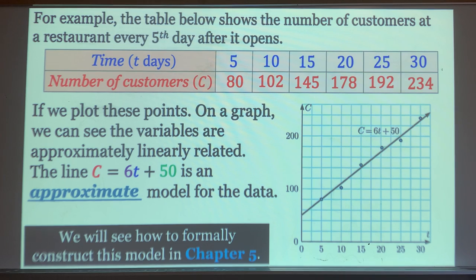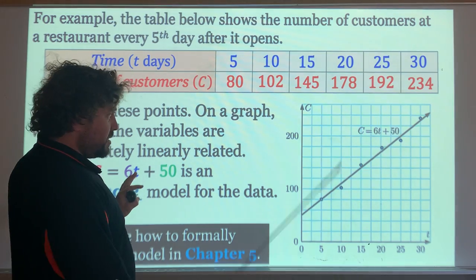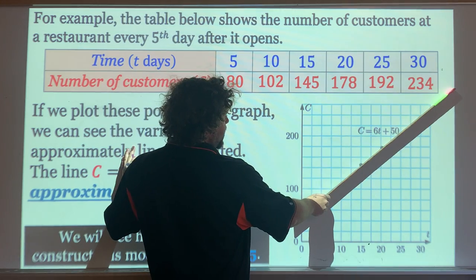Now, how do we do this? We're going to formally construct this model in Chapter 5. So we're not doing it yet. I'm actually making the Chapter 5 notes now. We're going to learn how to do this. But just a quick note, you can do a best fit line through the middle.